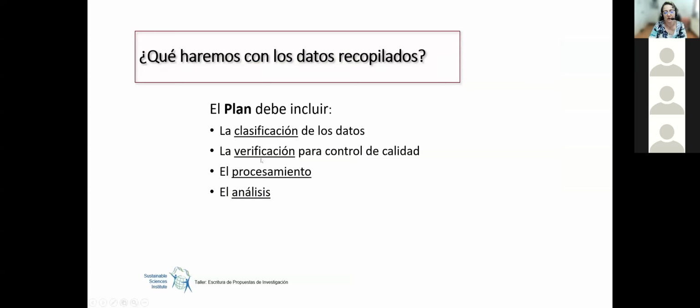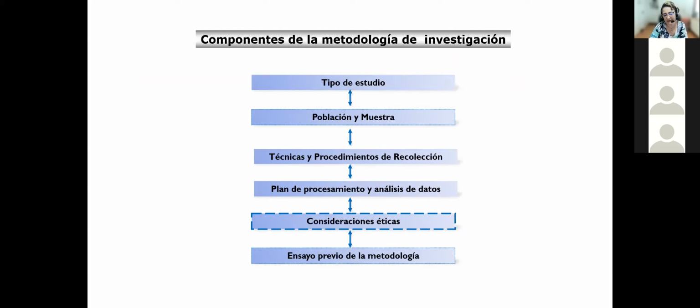Information gathered has to be classified. I have to verify the quality. We need to decide which statistical software platforms I will use to process the information. All of these elements are part of the methodology. That's why in the beginning I said that the methodology is the core of a research proposal, because it should explain clearly that what I will study in my research is a truthful problem, and that I consider all of the aspects that can affect the truthfulness of the results of the instruments that I propose.